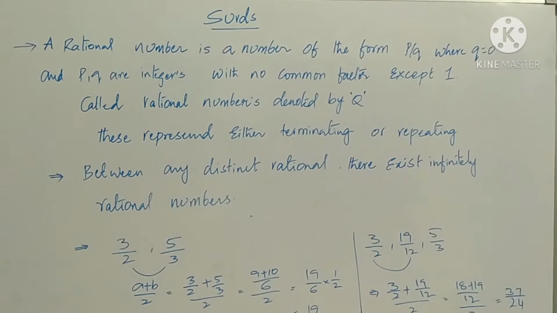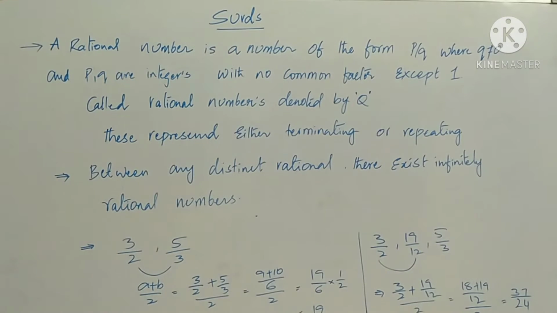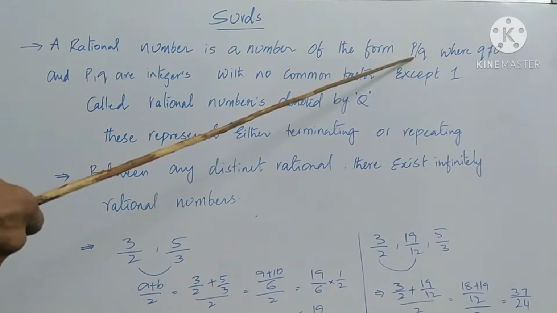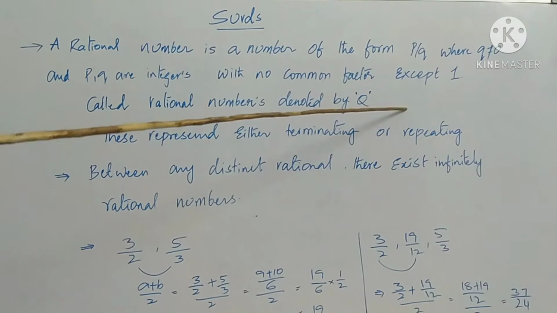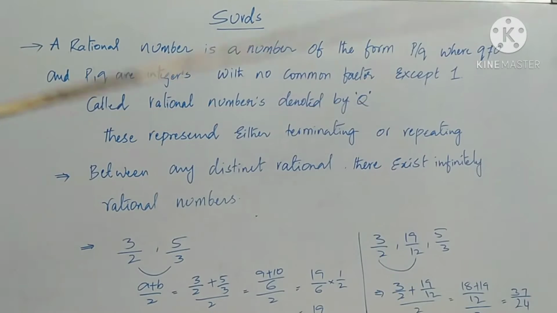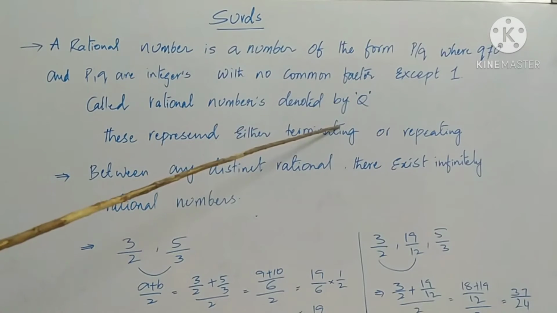Hope you are fine. Today in our IIT session we are going to discuss our second chapter, surds. Here is the basic definition of irrationals. A rational number is a number of the form p by q where q is not equal to 0 and p, q are integers with no common factor except 1. It is denoted by Q.